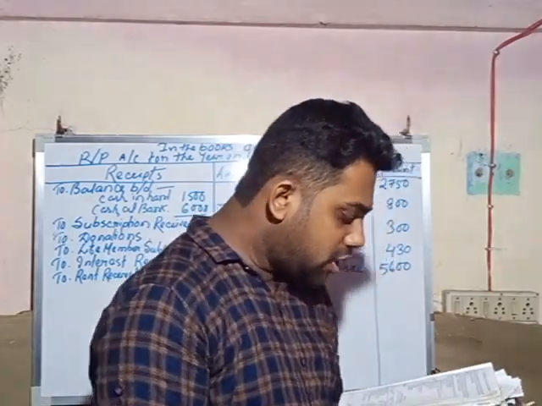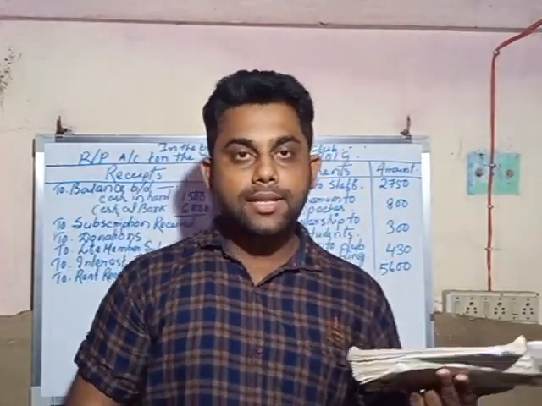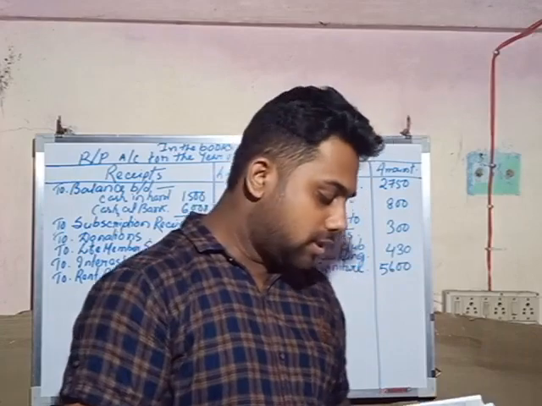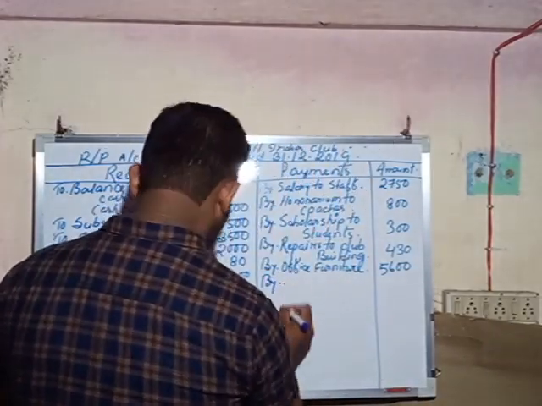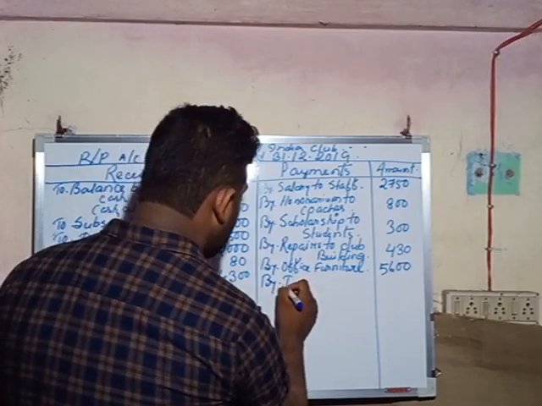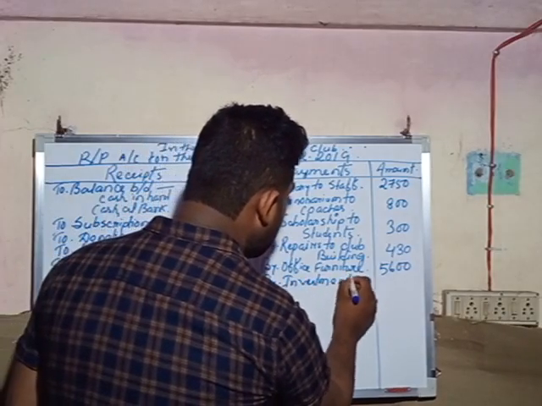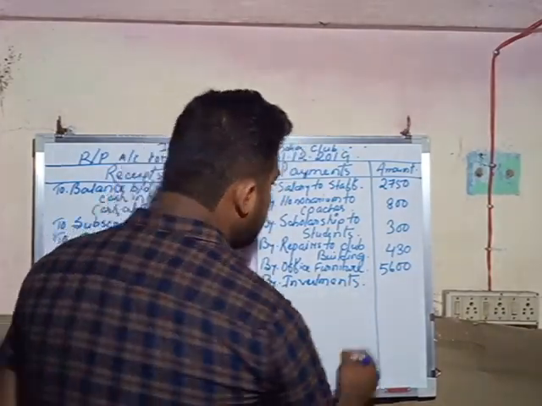Next one is the investments. Investment means they have made an investment in a certain company, in a bank, or in mutual funds. So for that they have to pay. So this is a payment for the non-trading organization. It comes on the payment side by investments, and the amount is 4,300.